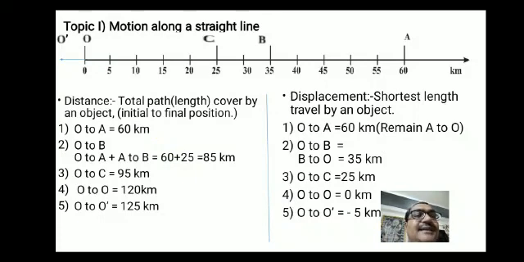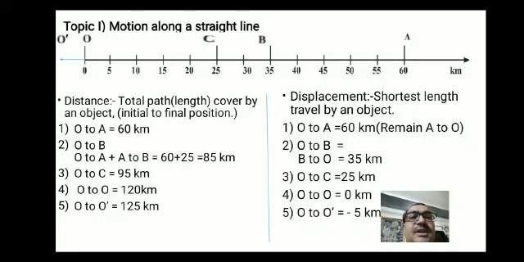Now come to the right side. This is the distance, second point, 85 kilometer. Now here the displacement, second point, is O to B. O to B means how much is remaining from B to O. I repeat, it should be only 35 kilometers. So here the displacement is 35 kilometers.